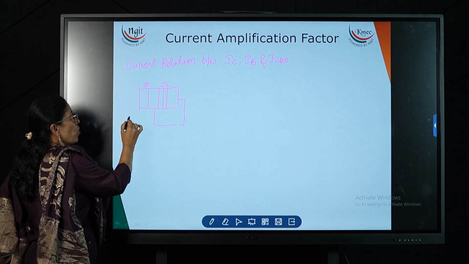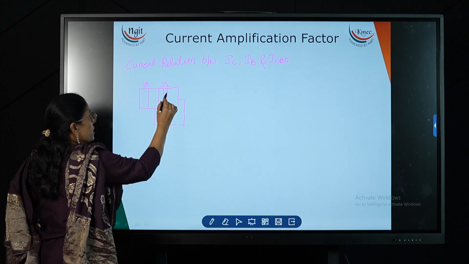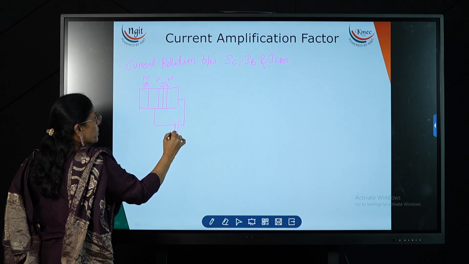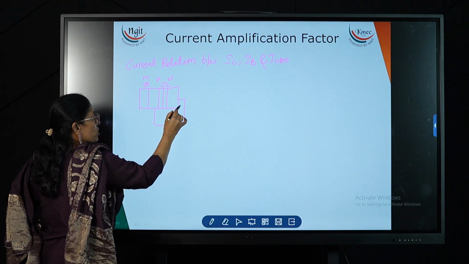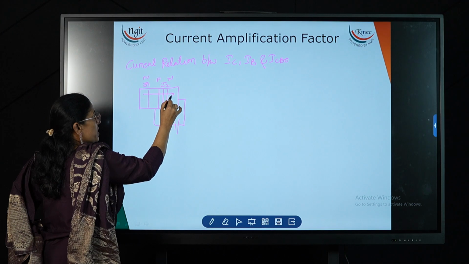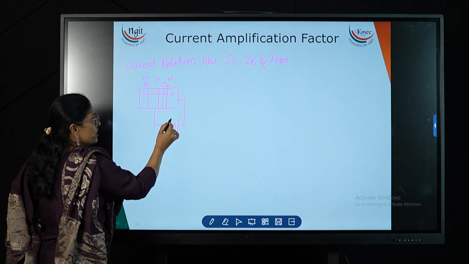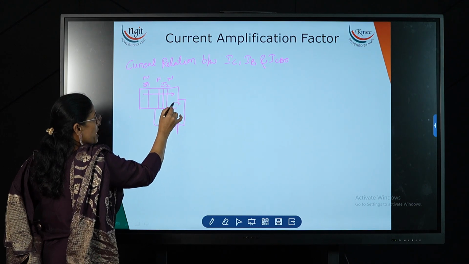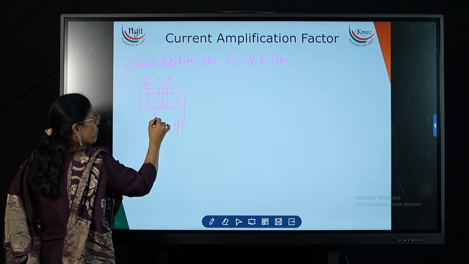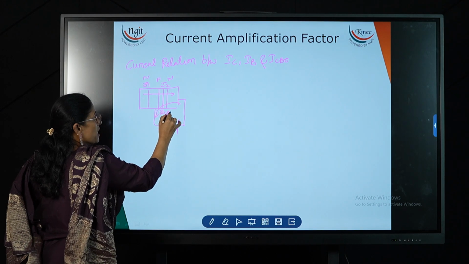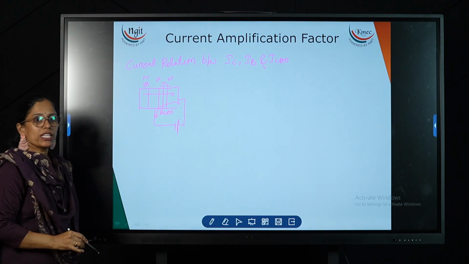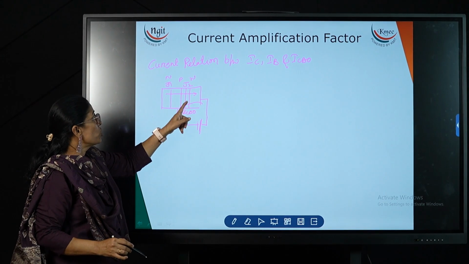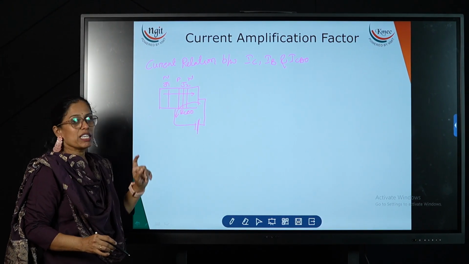When the input is open, and if this is an NPN, here I connected the positive end. From this positive terminal, the IC current flows like this due to the electrons. Because of this positive terminal, minority charge carriers enter and the current flows like this. This is called the ICBO. So this ICBO is the minority charge carrier current. In the collector, the total current is equal to IC minus ICBO.